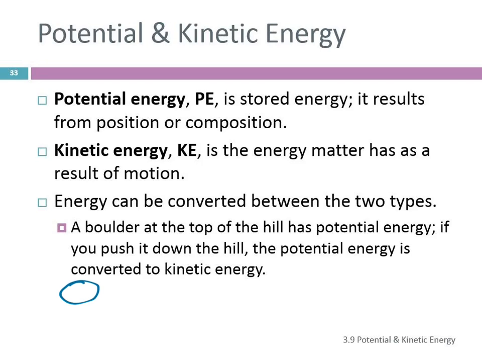So here's the boulder, and here's the hill. Up here, it has the most potential energy. As it gets closer and closer to the center of the Earth, its potential energy decreases, but it's moving faster and faster, and so its kinetic energy increases. The potential energy gets transferred into the kinetic energy. Any questions about that?